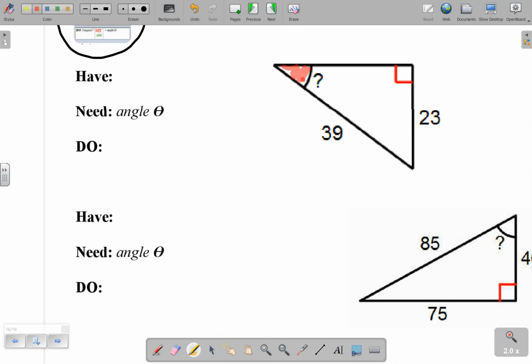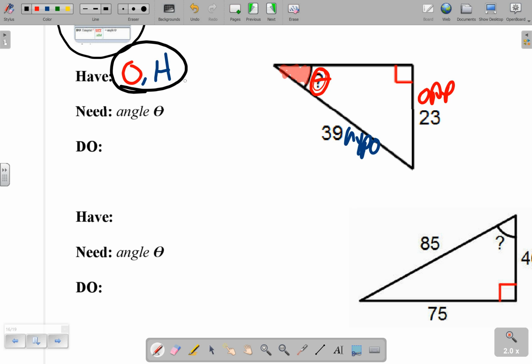So if we're going to look for this angle, first we need to label. We're going to call that theta. Theta is the Greek letter we use to represent angles. From that theta, we have the opposite side, and we have the hypotenuse. So we have an OH combo, and this time we're looking for angle theta. Because we have an OH combo, we're going to use sine because of SOH. So it's called inverse sine, parentheses, opposite over hypotenuse, equals angle theta.